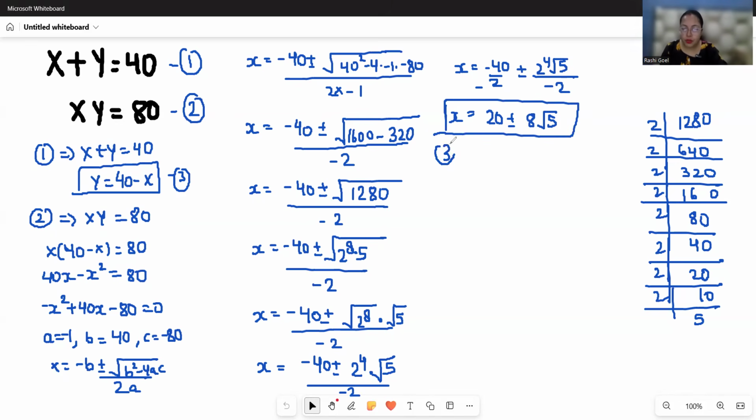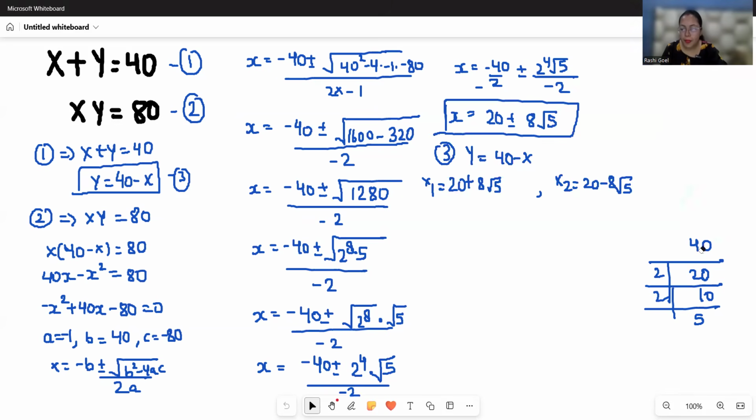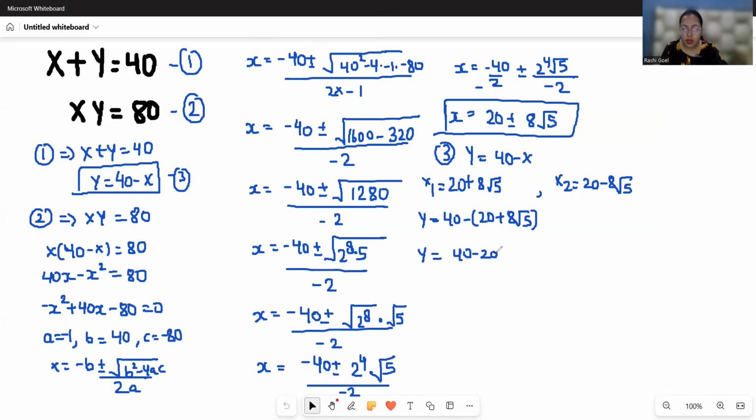Now as per equation number 3, y equals 40 minus x. So x1 is 20 plus 8 root 5 and x2 equals 20 minus 8 root 5. Now y equals 40 minus 20 plus 8 root 5. So y equals 40 minus 20 minus 8 root 5. Y equals 20 minus 8 root 5.